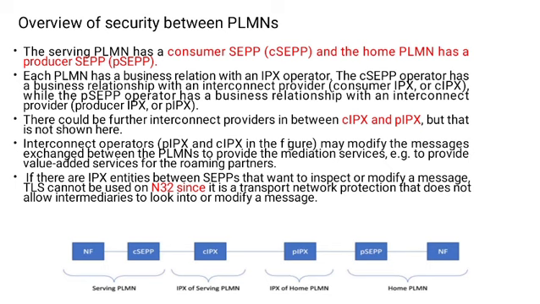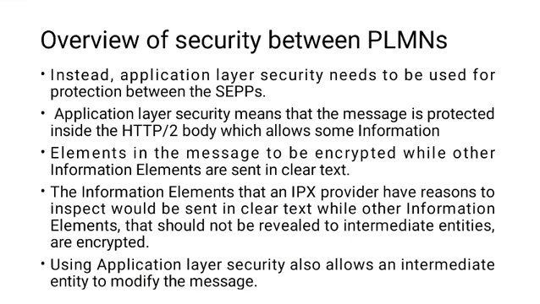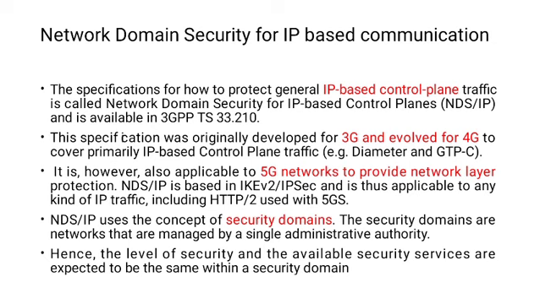If there is an IPX entity between the SEPPs, it needs to inspect or modify messages on N32, but network transport protection does not allow intermediates to look into or modify the message. So instead, application layer security is used between the SEPPs, where elements of the message are encrypted while other information is sent in clear text. Using application layer security allows an intermediate entity to modify the message.